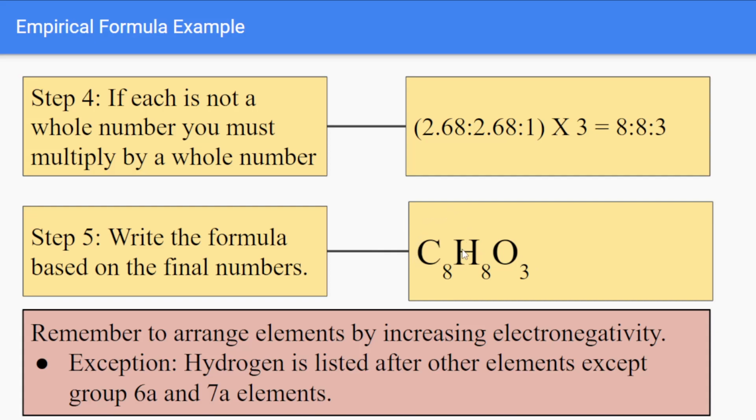But how do we know that it's in this order? How do we know it's carbon, hydrogen, oxygen? Well, electronegativity. You arrange the elements in order of lowest to highest electronegativity. The exception is hydrogen. Hydrogen you will always write last unless there are elements from 6A and 7A. Then you write it before those, just like this. So carbon has the lowest electronegativity, and then oxygen is higher, but we don't care about hydrogen because it goes at the end or before 6A and 7A elements. So there you go.